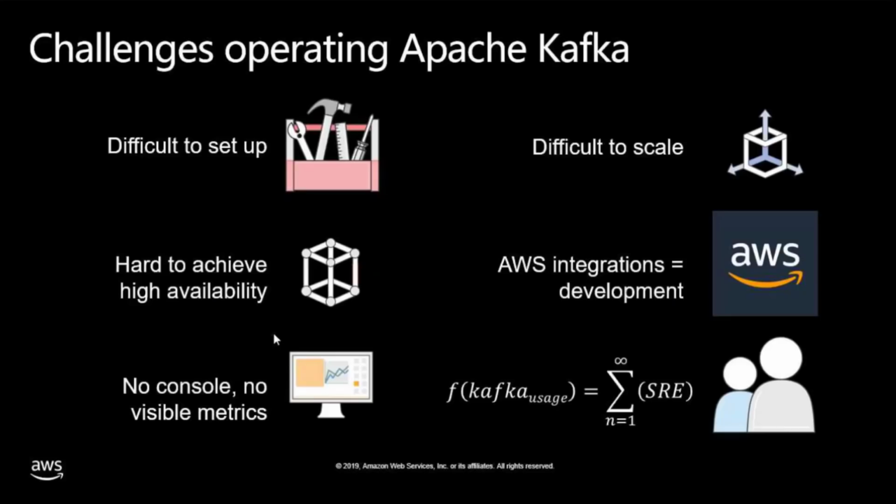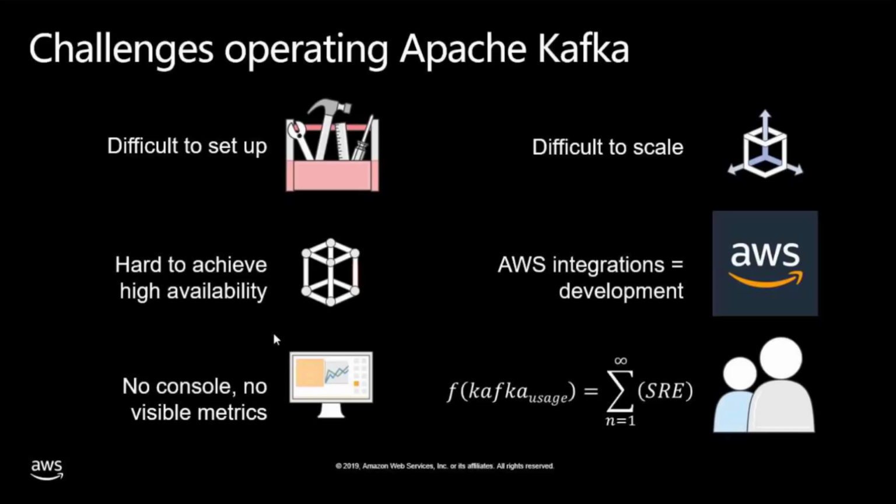There are a number of challenges that our customers face when they're running Apache Kafka on their own. First, it's difficult to set up for production use cases. The actual getting started process for Apache Kafka is pretty straightforward. You spin up Apache Kafka on EC2 instances and then separately provision Zookeeper, and within minutes you can create a cluster and get started pretty quickly.